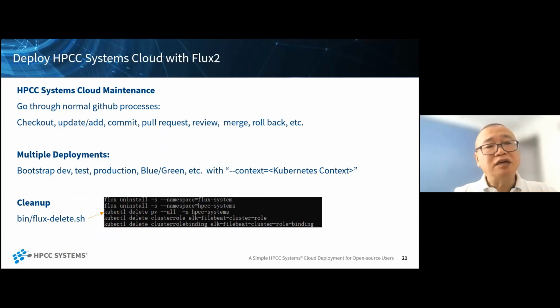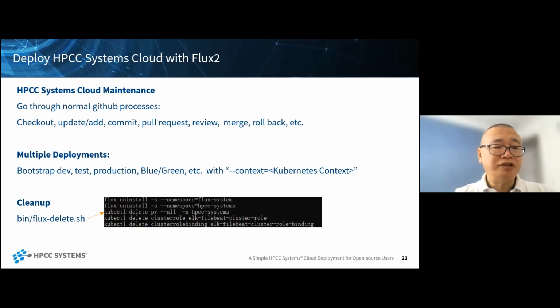So after you start your deployment, you can manage your cloud just through the normal GitHub process, such as you check out your repo and you can update, add, commit, do the pull request, review, merge, and rollback, etc. Also, I only showed one deployment for the dev. Actually, you can have multiple deployments. So you can have a dev, a test, a production, or even a blue or green if you want. You don't need to start a new Kubernetes. Basically, you don't need to switch the context, but the flux command has a context parameter you can switch through there.